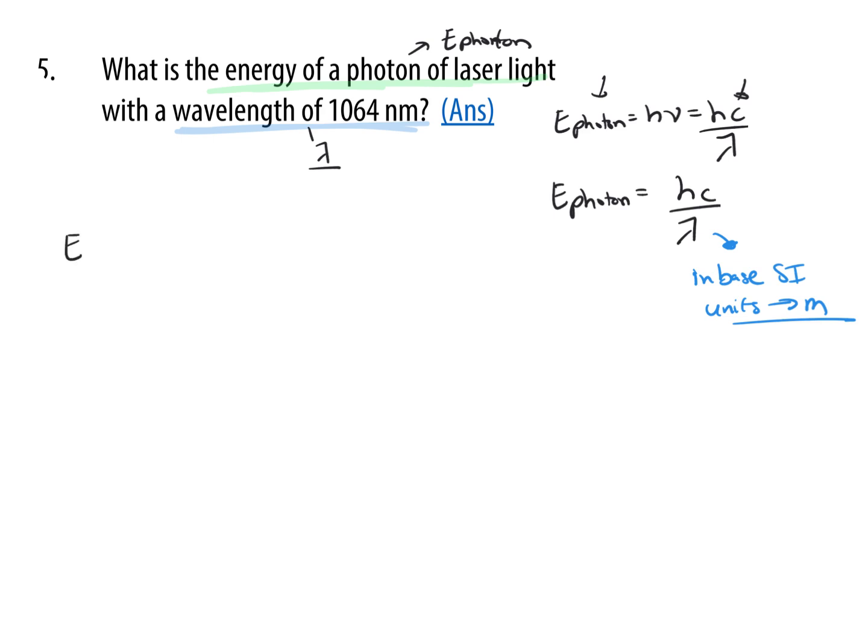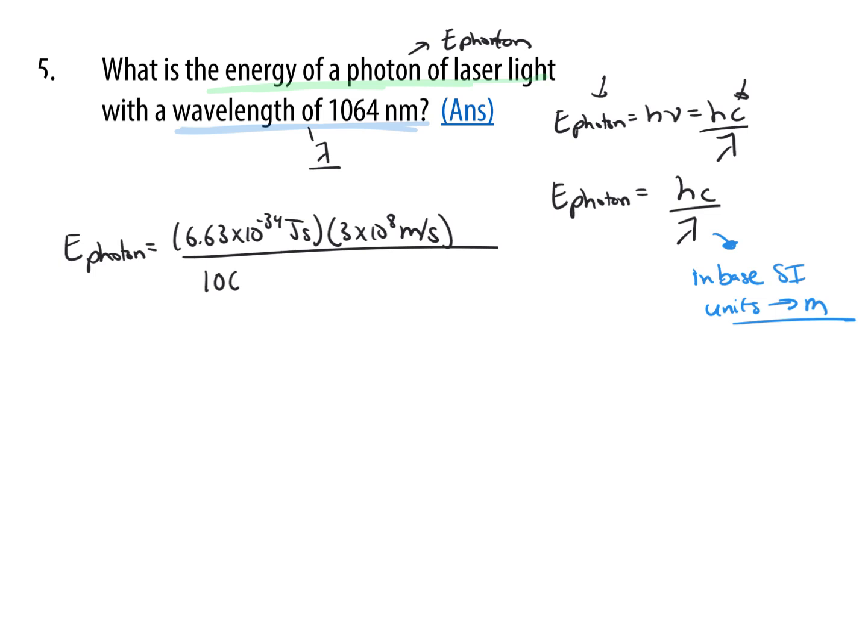Okay, so E photon is equal to h, which is 6.63 times 10 to the minus 34 joule seconds. c is 3 times 10 to the 8 meters per second. Lambda is 1,064 nanometers, but we have to convert that to meters. So 1,064 times 10 to the minus 9 meters.